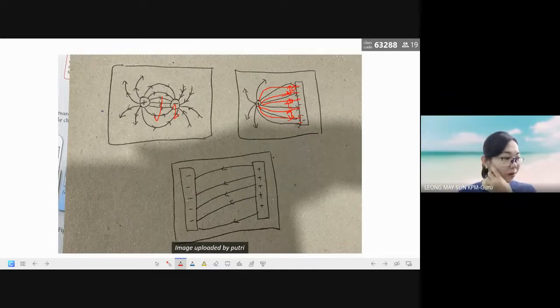When you draw, if possible, please kindly use a ruler. So this one is not supposed to be curved. So this picture, this is wrong. Because it is coming out from a positive plate going to a negative plate, it should be equal distance and it must move at the same line.